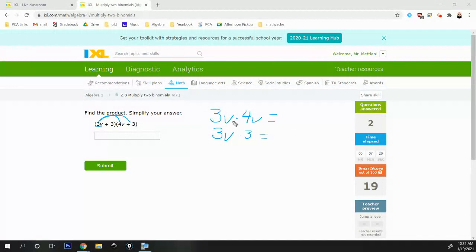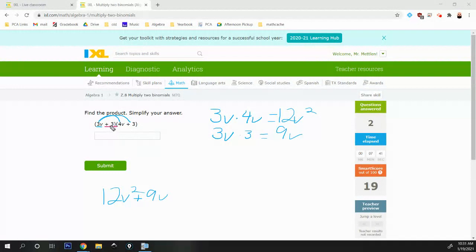Well, 3v times 4v, 3 times 4 is 12. v times v is v squared. So I have 12v squared. 3v times 3 makes 9v. Since we don't have a symbol, I'm going to put a plus. Switch colors here for a second. I'm going to come back to the second one.